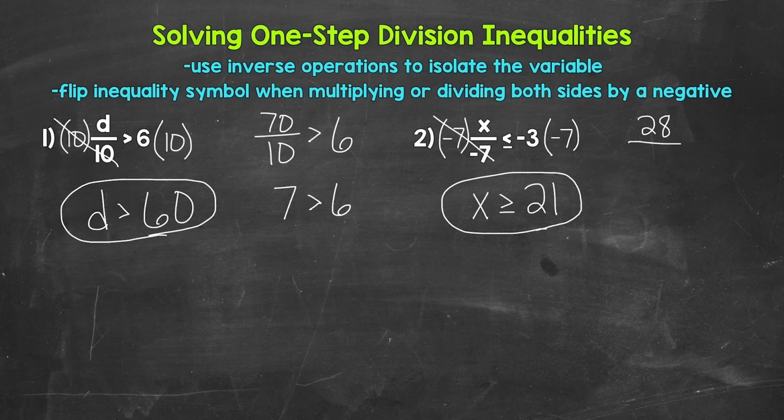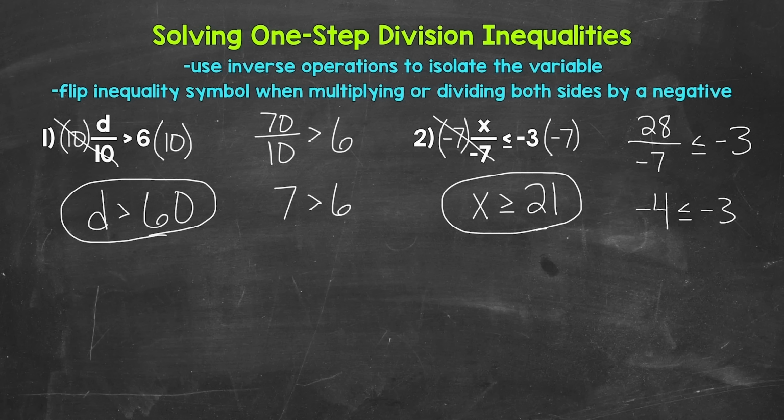So we have 28 divided by negative 7 is less than or equal to negative 3. 28 divided by negative 7 gives us negative 4. So we have negative 4 is less than or equal to negative 3. That is true, so we are correct here. Again, x is greater than or equal to 21.